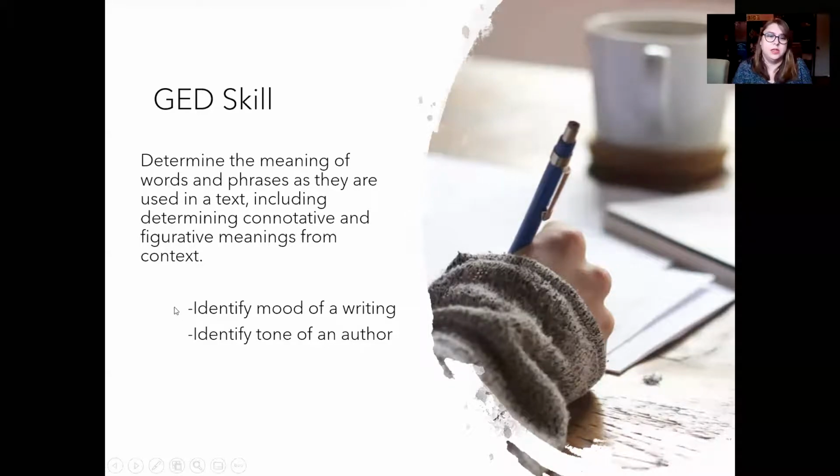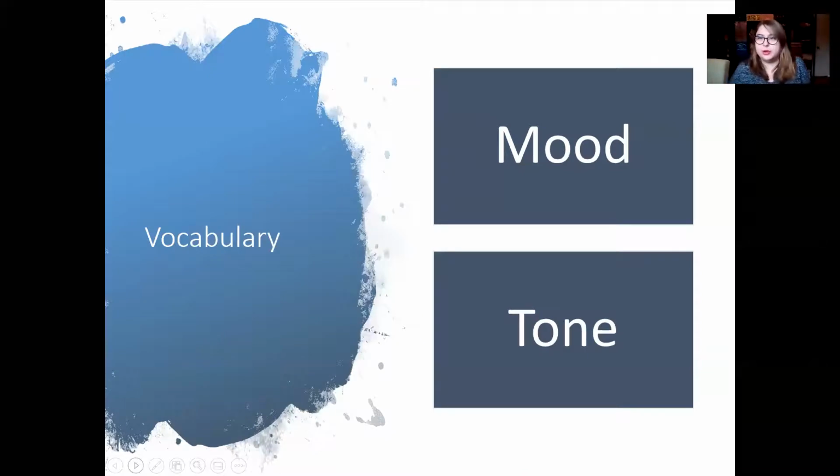Our first goal here is to identify the mood of a piece of writing. And our second goal is to identify the tone of the author. So both of those have to do with our skill that we're practicing, and they practice with our vocabulary words today as well. So we have two vocabulary words we're going to be adding to our vocabulary checker. We are going to be adding in the words mood and tone. So go ahead and make sure you put these into your vocabulary checker, and we're going to come across the definitions in just a few minutes.